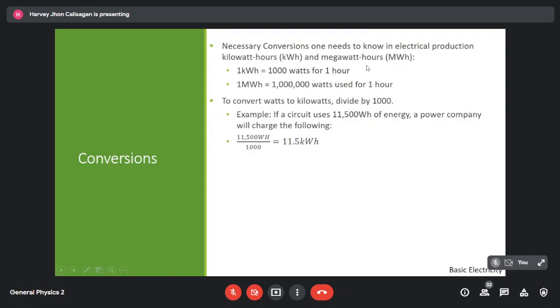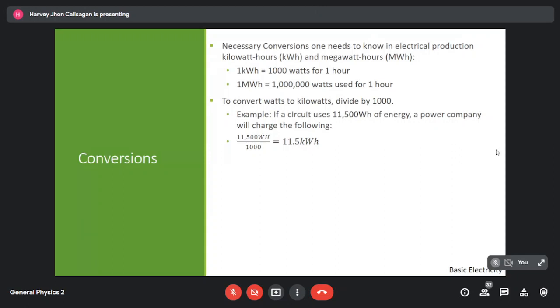To understand this given problem, we have an example as well. If a circuit uses 11,500 watts per hour of energy, a power company will charge the following. How many kilowatts? Simple. All you have to do is divide that 11,500 watts per hour by 1,000 to make it 11.5 kilowatts per hour. So, are the conversions understandable?